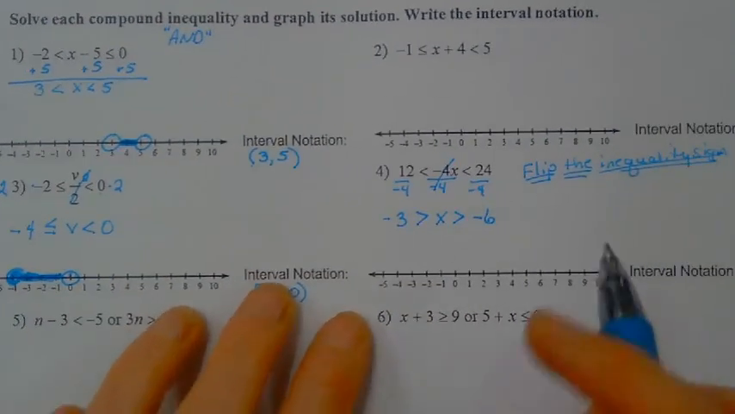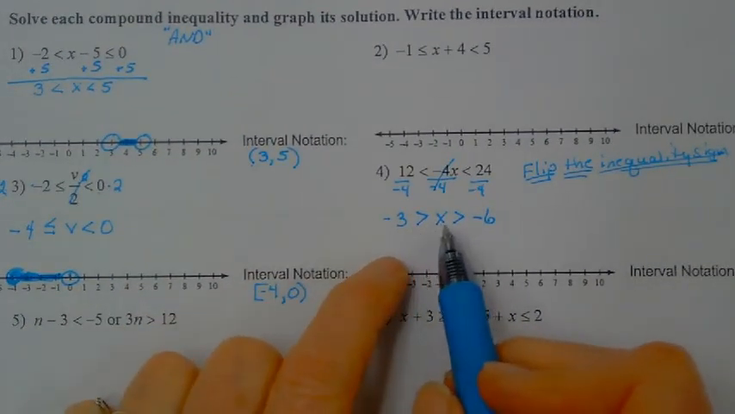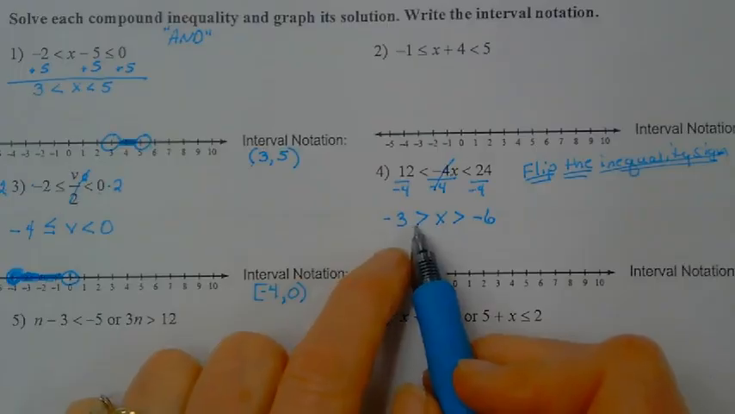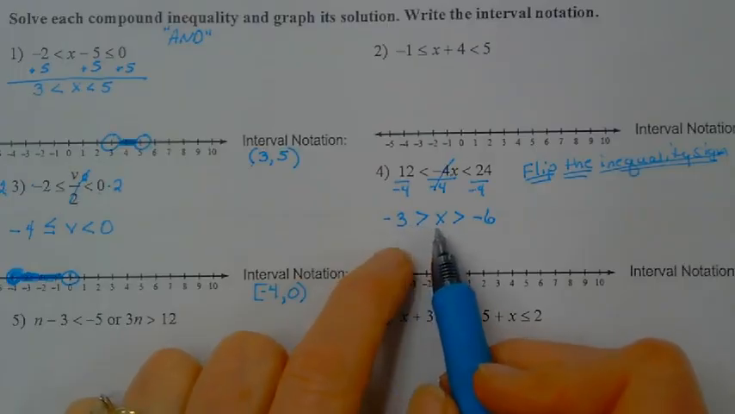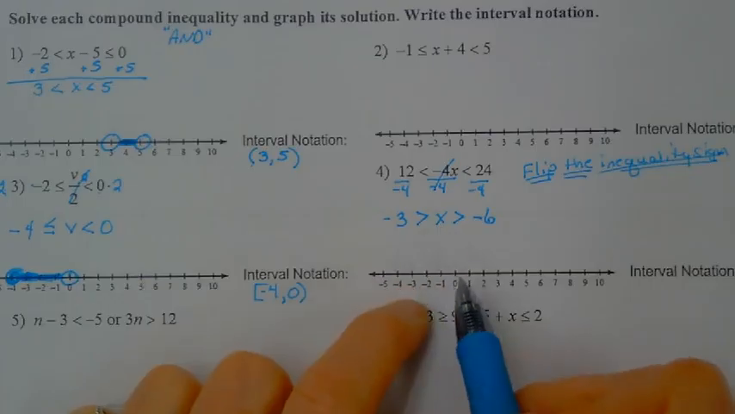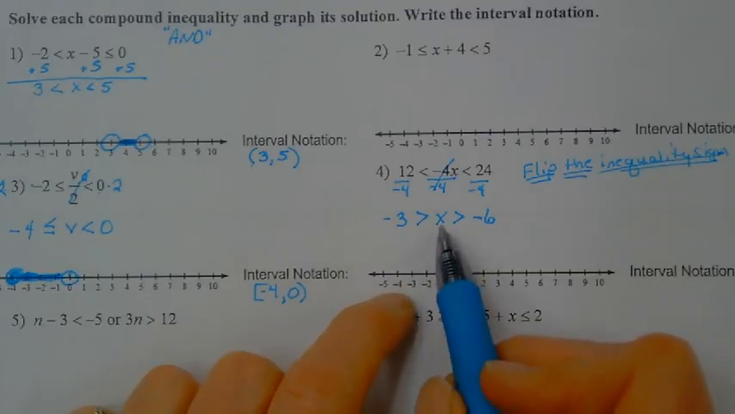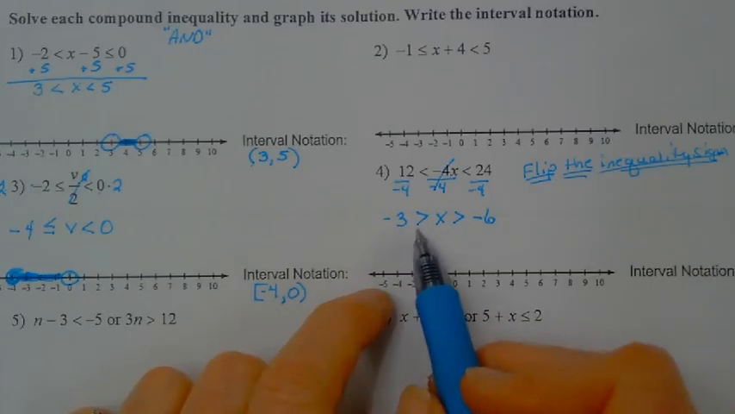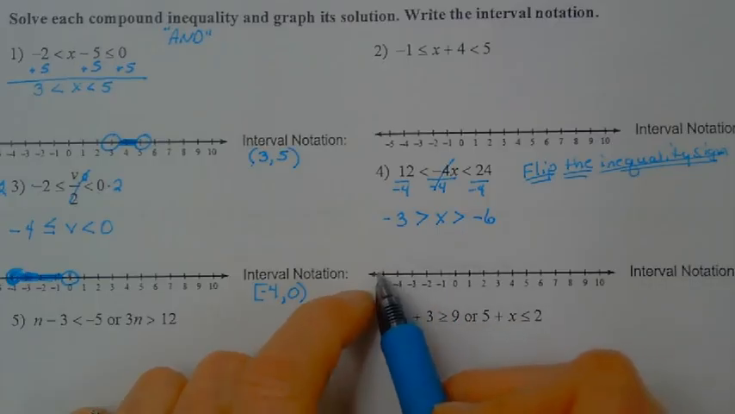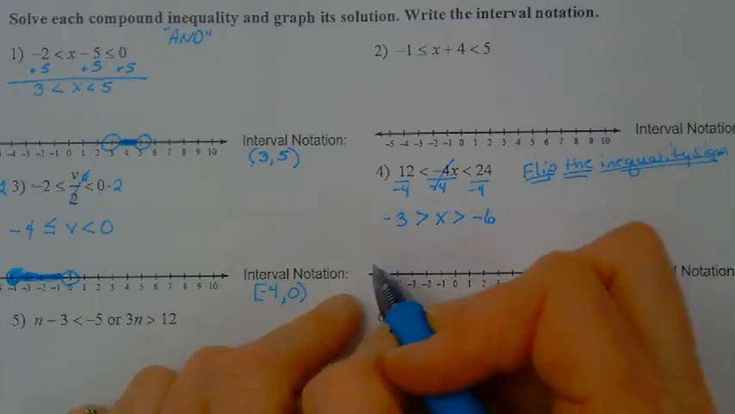Now, if we're going to graph this on the number line, it's going to be tricky because we have the arrows, or the inequality signs, facing the wrong way. We want all the numbers that are less than negative. This says all the numbers less than negative 3 and greater than negative 6. Oh, we don't have a negative 6 here. We're going to have to add a negative 6.